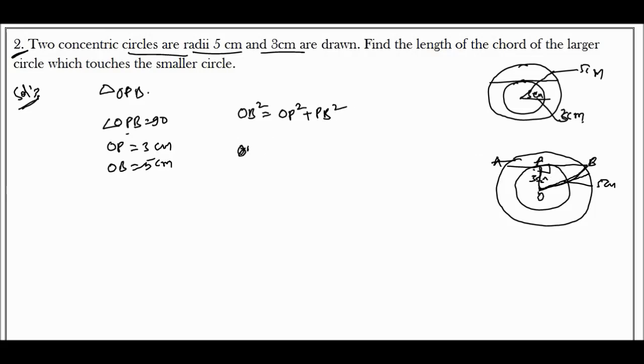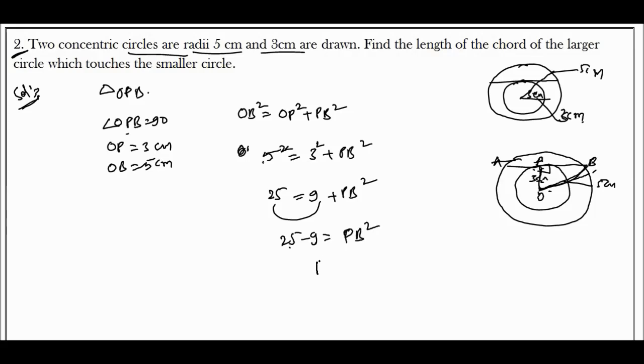So OB is equal to how much here? OB is equal to 5 centimeters. OB square is equal to OP square plus PB square. So 5 square, 25, is equal to 3 square, which is 9, plus PB square. So 25 minus 9 is equal to PB square. It is 16. PB square is equal to 16, and PB is equal to the square root of 16, which is 4. So this part is 4 centimeters and this part also will become 4 centimeters.